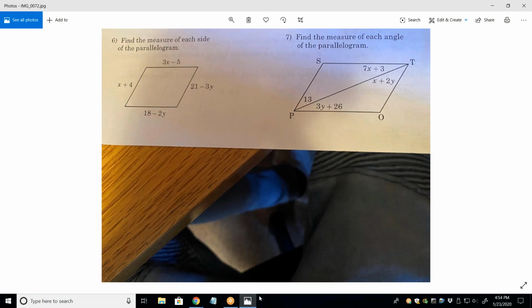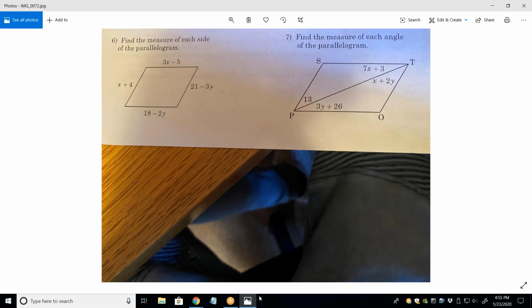Yeah. So 13's equal to x plus 2y. No. Well, that also is true, but that's the hard way to do it. If you said the line bisects those angles, what does that mean? It means 13 equals 3y plus 26. Yeah, so 13. Solve that for y.